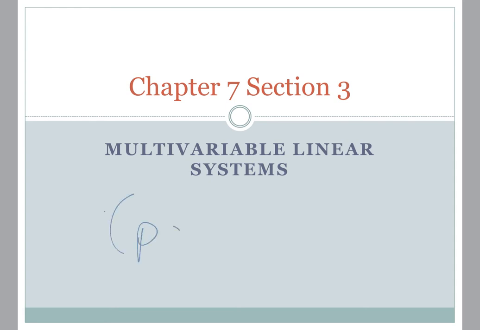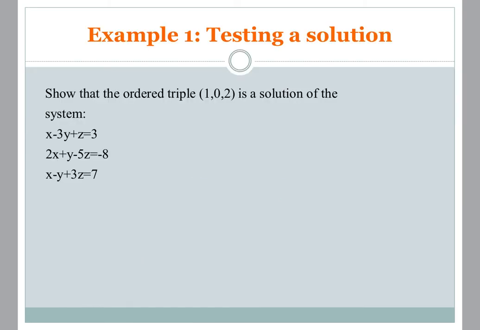So we're on part 1 of 7.3, 3 variables, 3 equations. We start this just like we did the last one, showing that every single solution here can be checked.